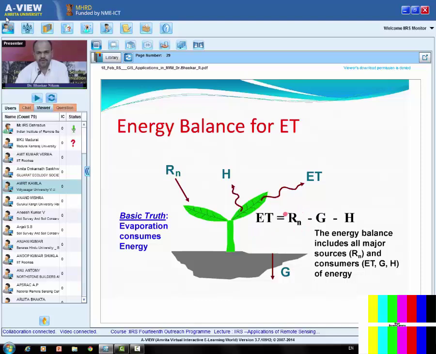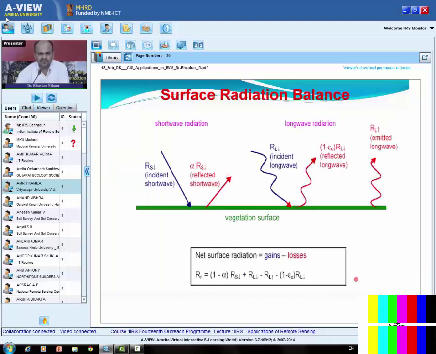So we try to equate this. We are saying Rn, which is the net radiation, minus ground heat flux, minus atmospheric heat flux, tells me what is the latent heat flux for the evapotranspiration, and we will try to solve it, and in this process we will get the total amount of evapotranspiration. Now to solve this, we have to solve the 4 terms, or I can say 3 terms, so I will get evapotranspiration. I have to solve for the net radiation, I have to solve the ground heat flux, and I have to solve the atmospheric heat flux.